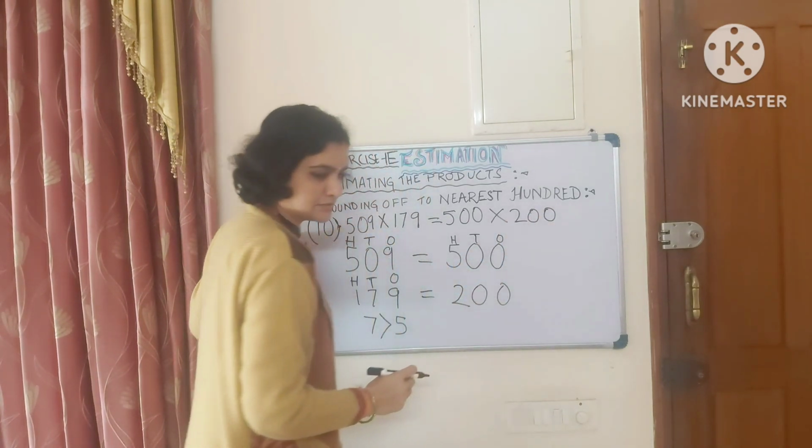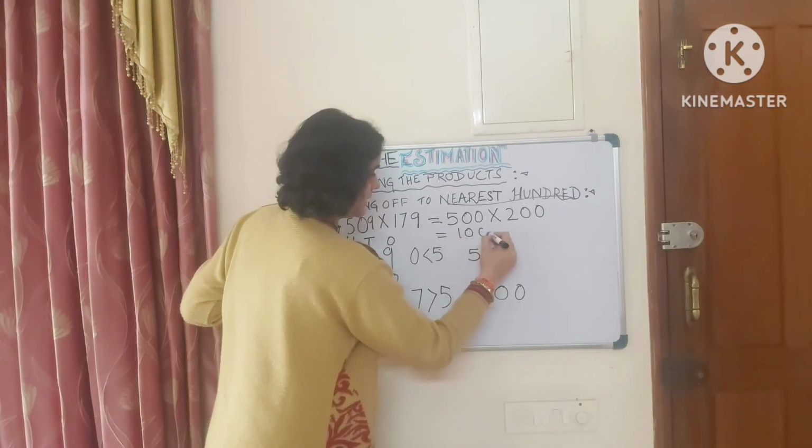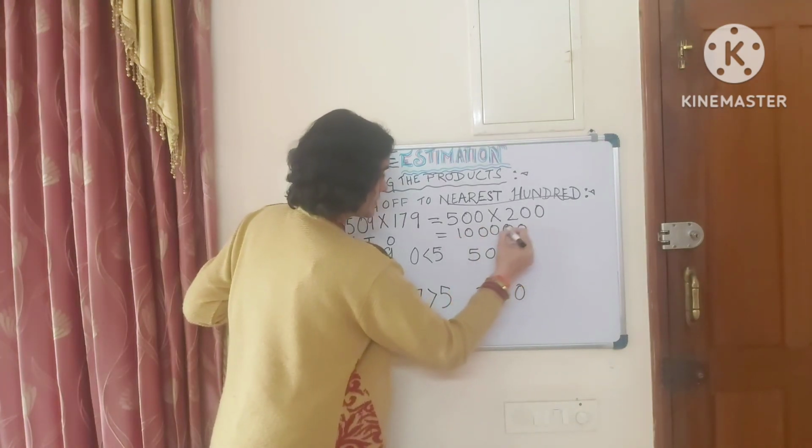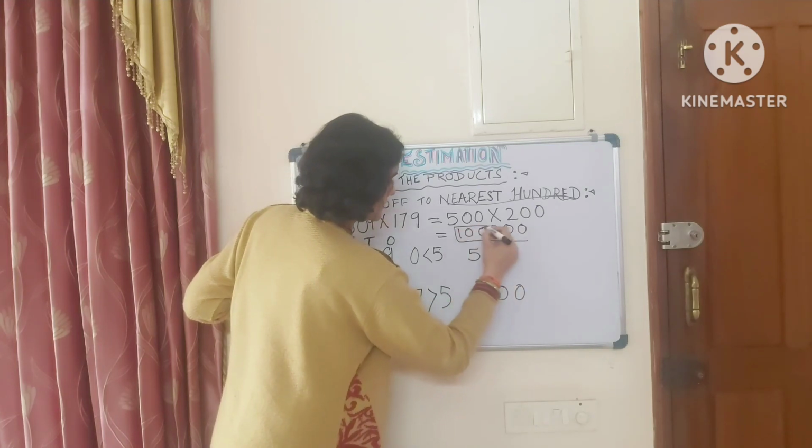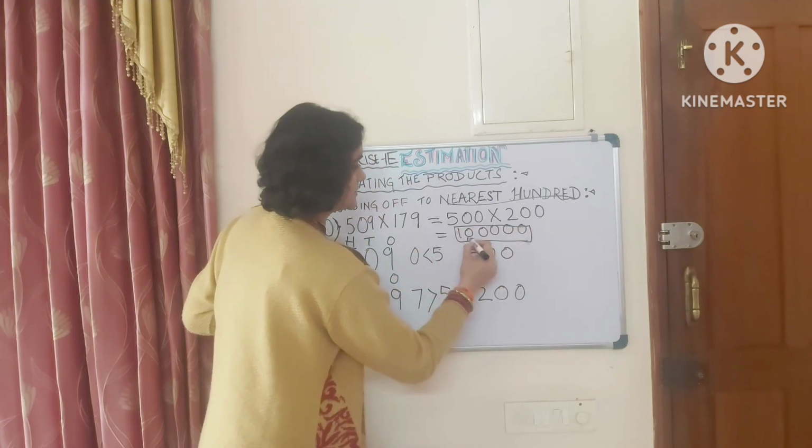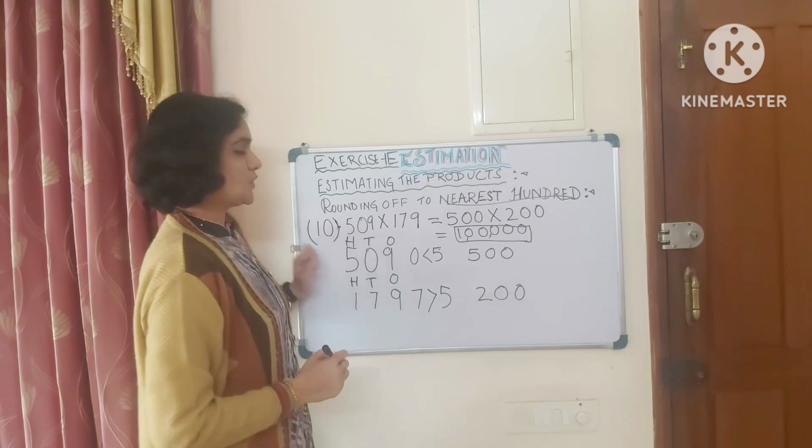So the final answer: 5 2s are 10 and 4 zeros. This is the final answer. Okay, for question number 10.